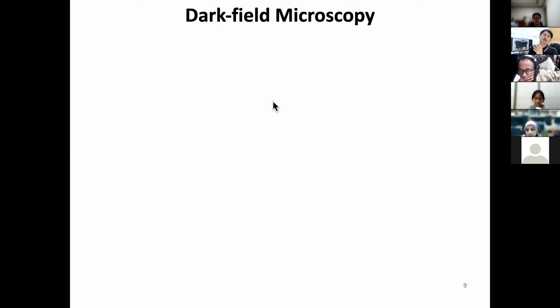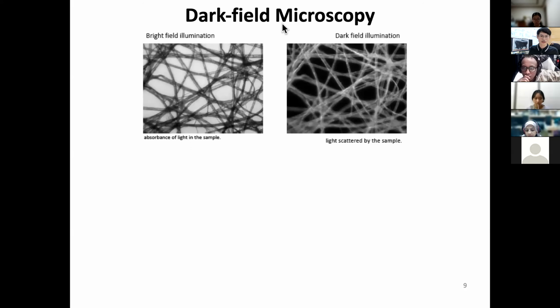Now let's get into a step-by-step for the microscopy. The first thing I want to share with you is dark field microscopy. Let's say you have a tissue. You make a thin tissue and put it onto the microscope. Under the microscope, you shine light and you will look at something like this. That's a bright field illumination.